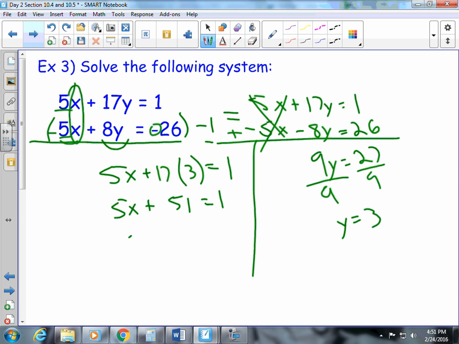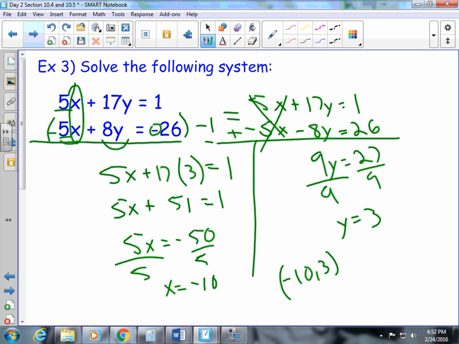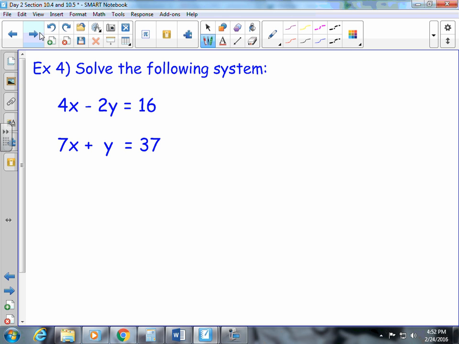Subtract 50 from both sides. I get 5x is equal to -50. Divide by 5, divide by 5. I get x is equal to -10. So again, my solution is -10, comma 3. And so we learned in this example that sometimes you have to multiply by -1 in order to get variables to cancel out. Okay? Next example.